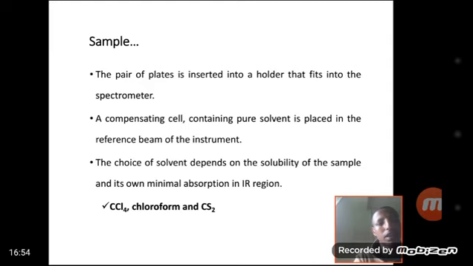The solvent selected should have its own minimal absorption in IR radiation, that is, be free from IR absorption or have minimum absorption in the IR region. The solvent should also not dissolve the sample holder and should be suitable for the solubility of the sample you are interested in. The most commonly used solvents are carbon tetrachloride, chloroform, and carbon disulfide. These are non-polar solvents that do not affect the integrity of the sample holder.